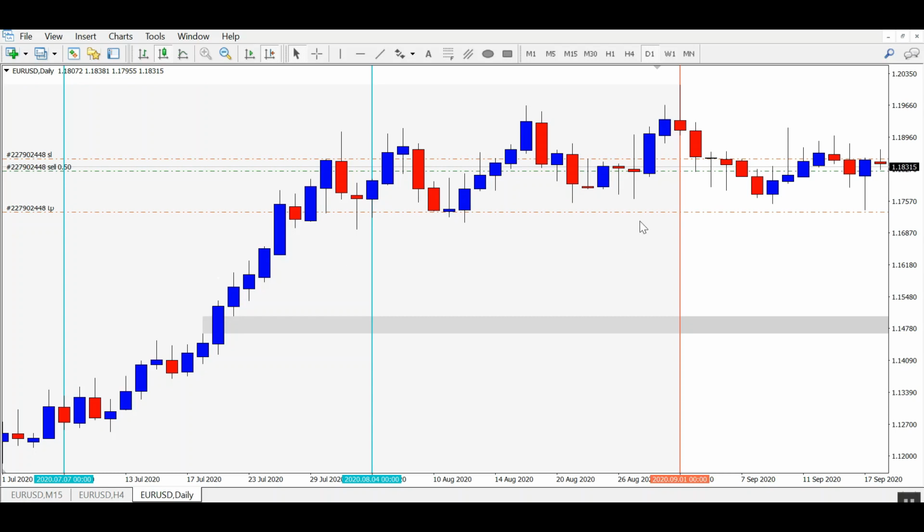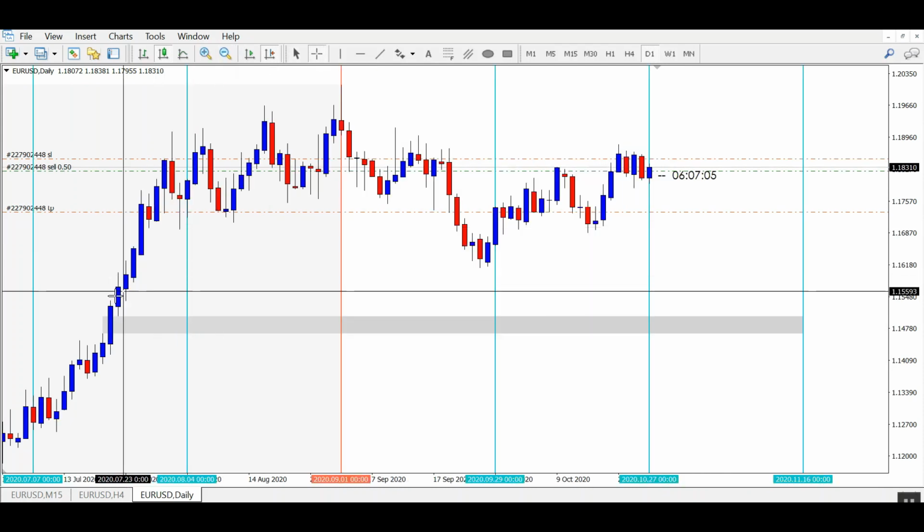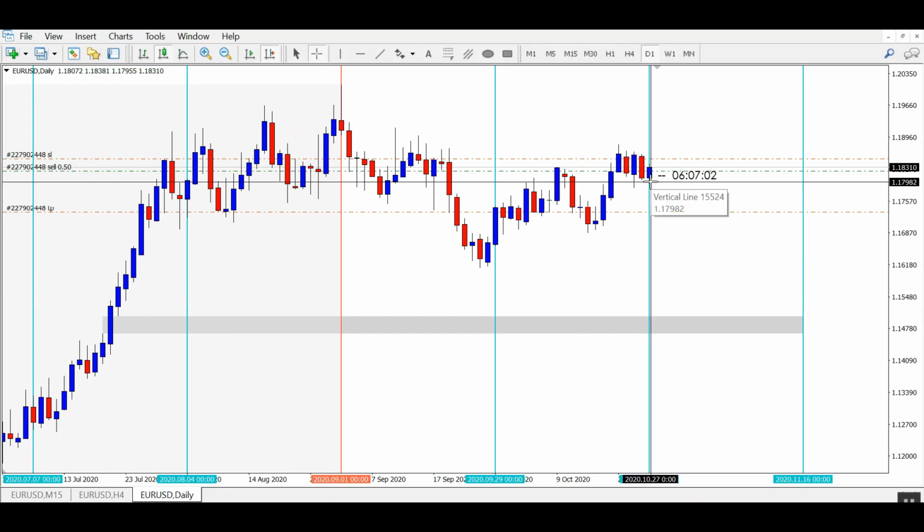Okay, so what we're actually anticipating in here, because especially since there has been a lot of time, so from the 21st of July, today is the 27th of October, so it's been almost 3 months, actually more than 3 months, since this fair value gap has not been closed.